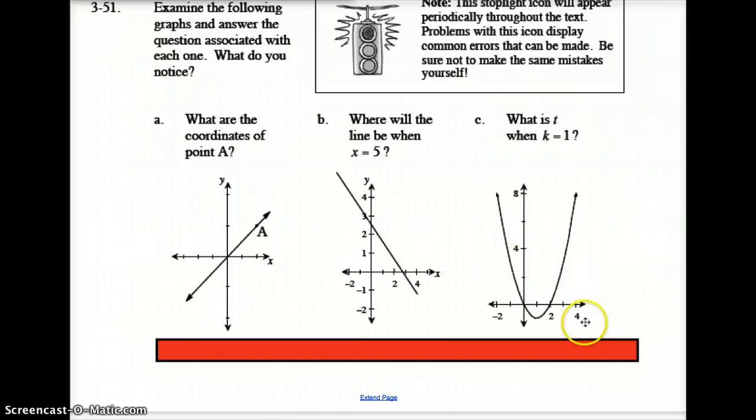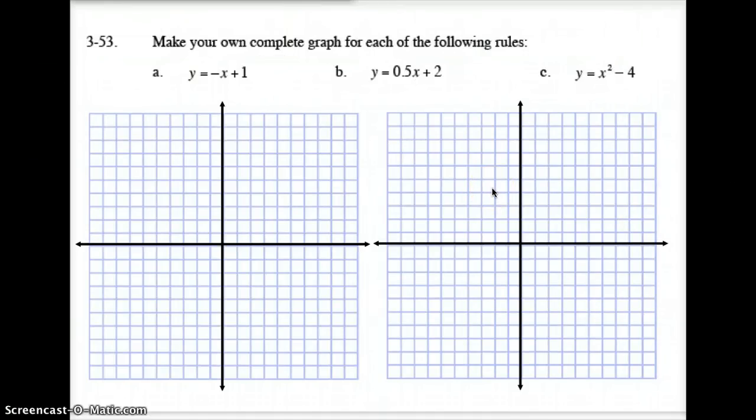Make sure when you build your graph, you label your axis, you scale your axis, you make sure you include your arrows at the ends, and so forth. With all that great information, here's what I want you to come to class with tomorrow. I want you to graph these three graphs. Okay, there are the rules. A, y equals negative x plus 1. Please graph that. Use your scale factors, label your graphs. B, y equals 0.5x plus 2. Use your scale factors, label it. And C, y equals x squared minus 4. Again, label your graphs and scale them.